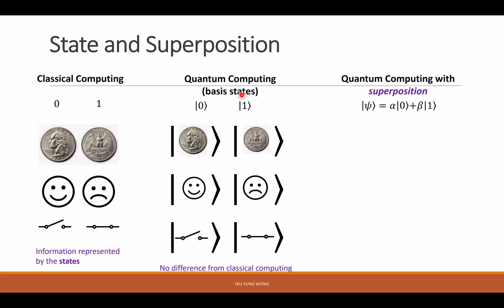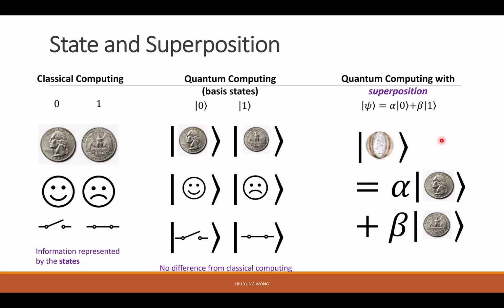So for a state, besides the basic state, remember I said basic state, it can be a linear superposition of the basis state. Okay, so I can tell you, I have a coin spinning on the table. Is it head or tail? You don't know. I can say it's a linear superposition of head and tail. Now, this is not quantum computing. This is just an analogy, right?